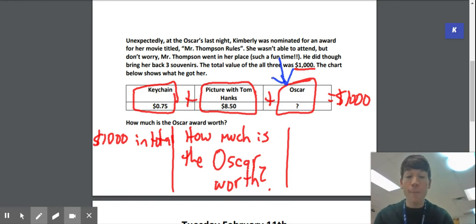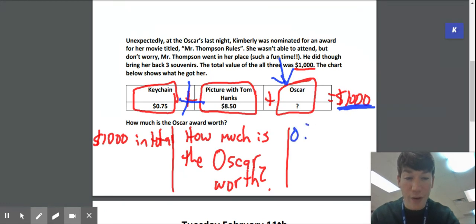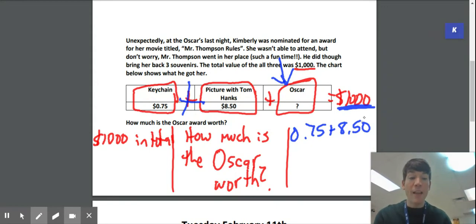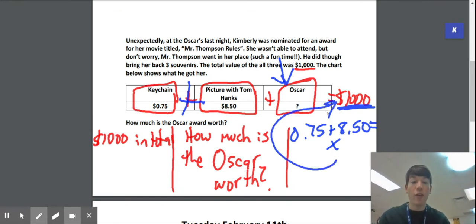So what I'm thinking is if we knew the combination of these 2 pieces, the keychain and the picture, we could then subtract from our total, find the difference from our total to get to the cost of the Oscar. So what I would do first is add together 75 cents plus 8.50. And whatever I'm getting there, we'll call that answer X. Then I have to find the difference between that number and 1,000. And that's going to get me to the total cost of the Oscar.